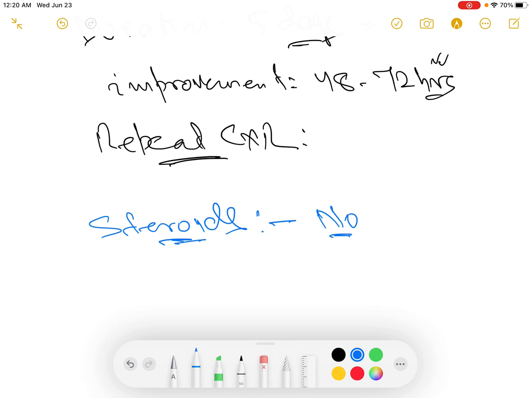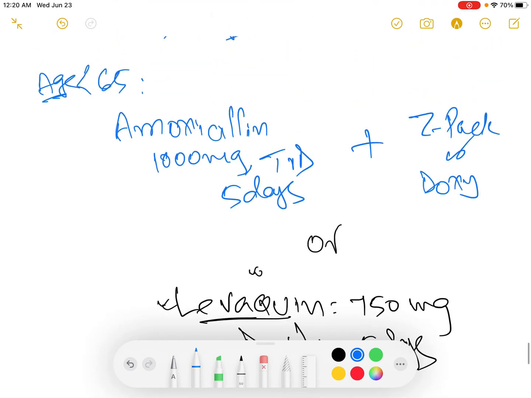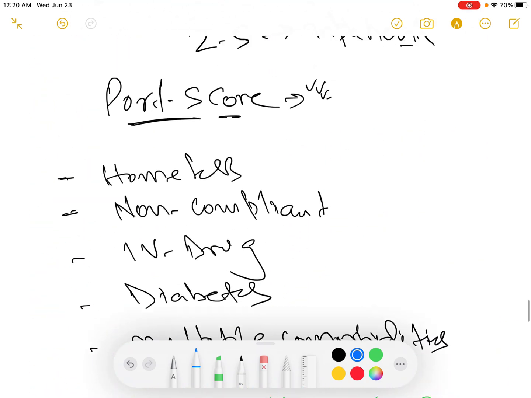People use steroids to manage uncontrolled inflammation. So if the patient is really sick and admitted, and if you check the CRP and it is above 150, for example, in that case you may consider a steroid, but generally for the outpatient treatment you do not need it. So this is all about community acquired pneumonia and how to treat it.